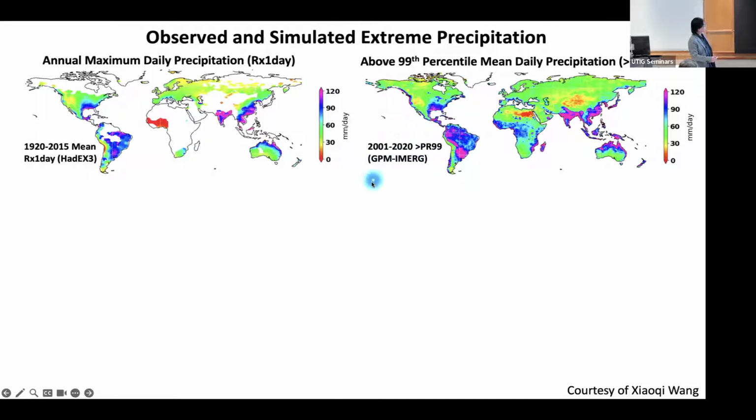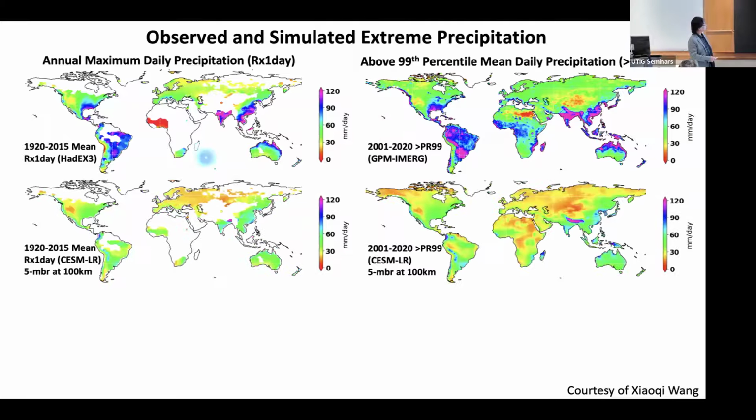This is more recent, using the GPM IMERG data sets, a shorter data set from 2000 to 2020. And this is the same plot. You can see there are lots of similarities between the 2 data sets, right, in where the extreme precipitation occurs. And this is doing exactly the same analysis, but using the low resolution version of the model.